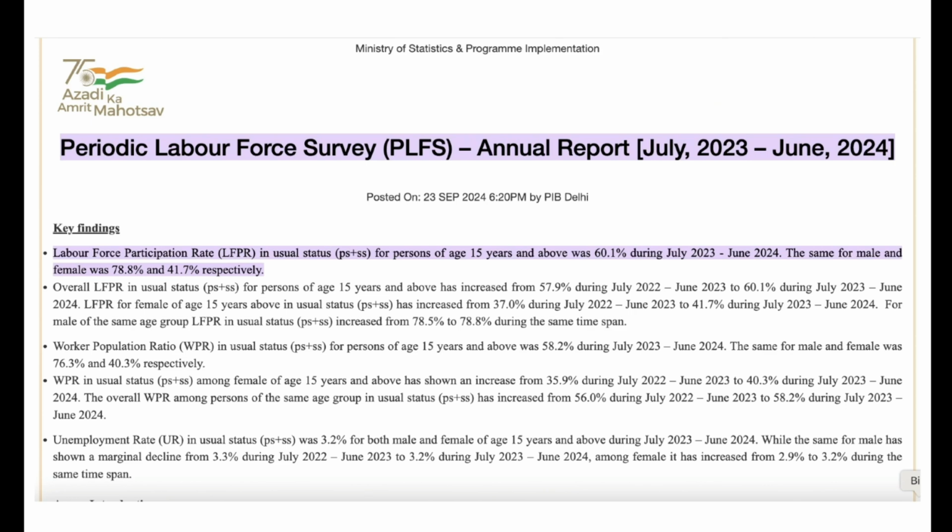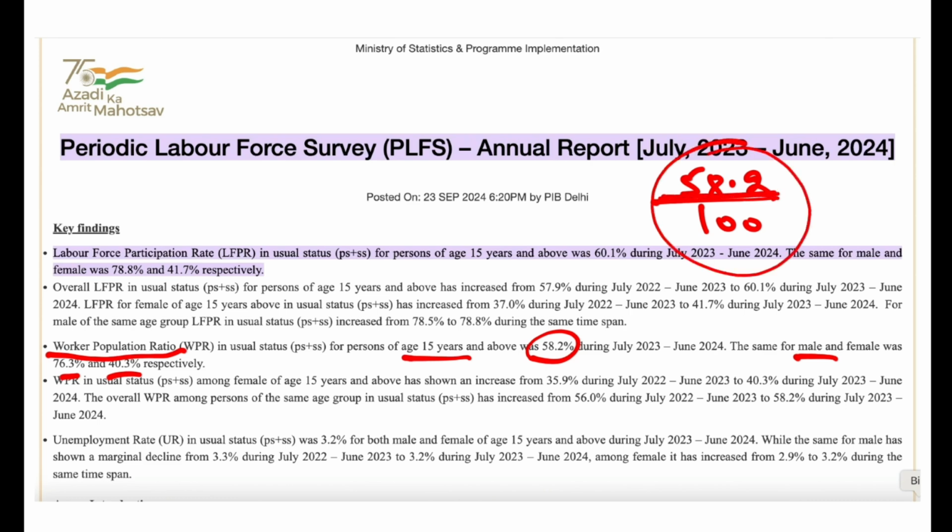Now, you don't have to go into detail how much it is for the rural area, how much it is for the urban area and all that. No, not required. Then worker population ratio. Worker population ratio, again, if you have every 100 people who are 15 years and above, it was 58.2. So for every 100 people, 58.2 people, they are employed. That is called worker population ratio. For male, it was 76.3. For female, it was 40.3. Average 58.2. You have to remember only the average worker population ratio.